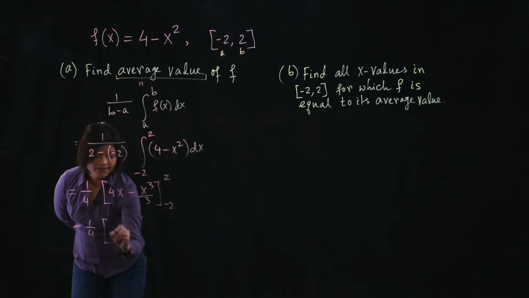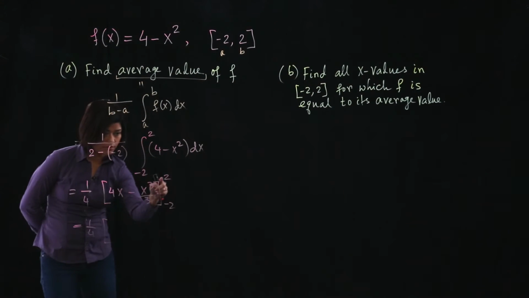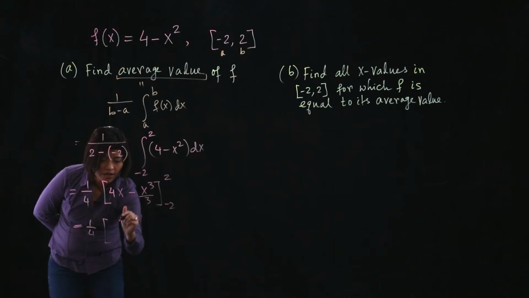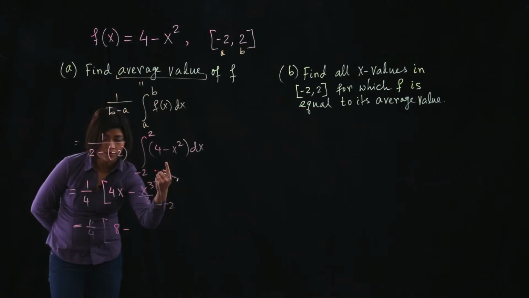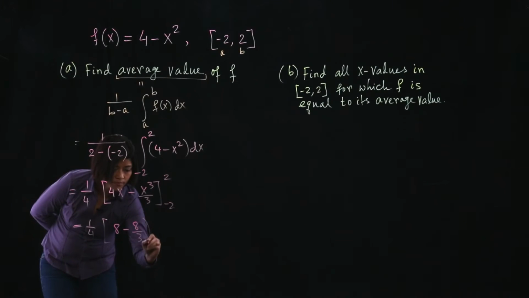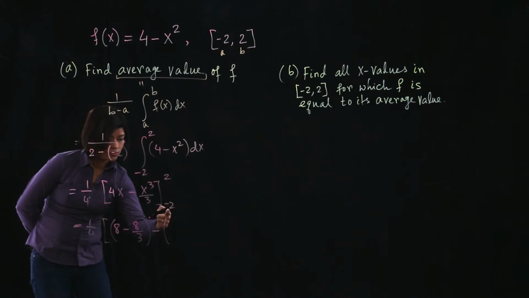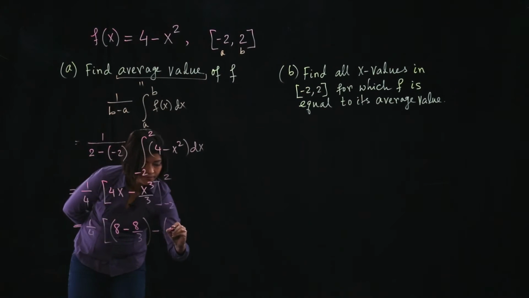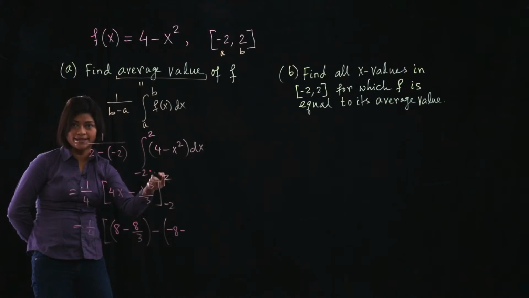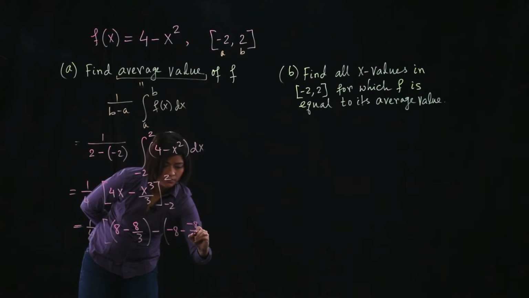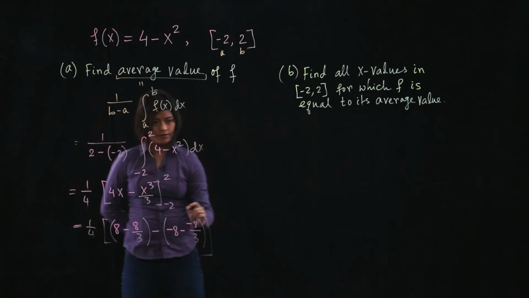So keep the 1/4 as it is. You have to use the fundamental theorem, so plug in 2 for x first. When you plug in 2, you get 4 times 2, you get 8, minus 2 cubed, 2 cubed is 8, over 3. And then subtract, and then plug in -2 for x. So when you plug in -2, you get -8, minus, -2 cubed is -8 again, over 3. So be careful with all the negative signs, right?